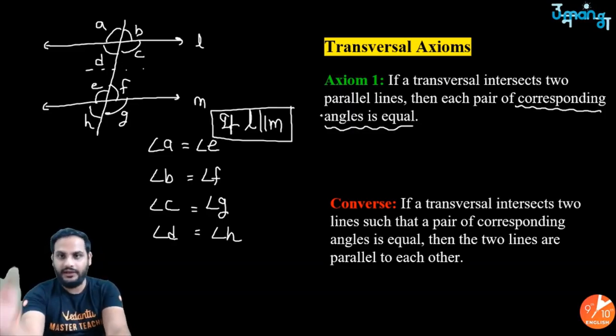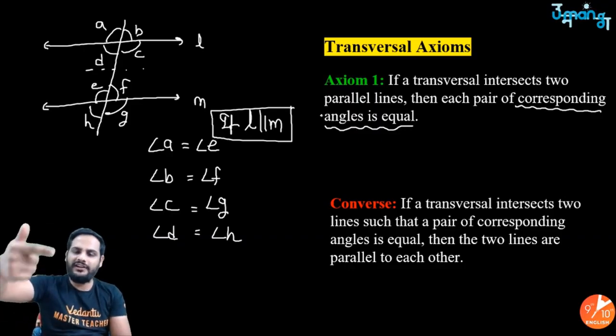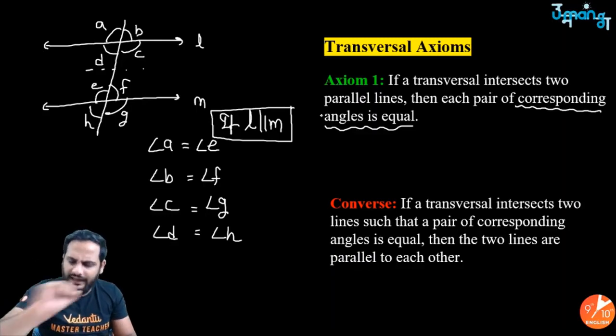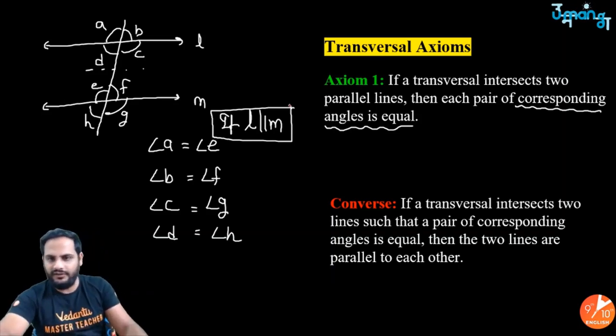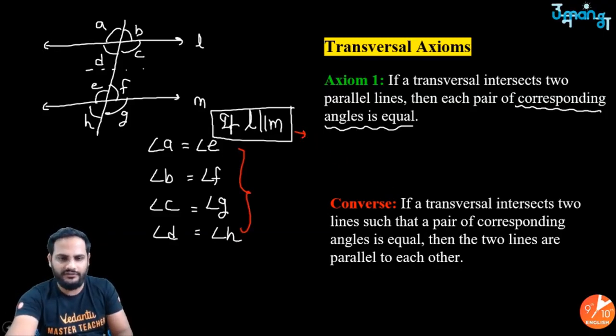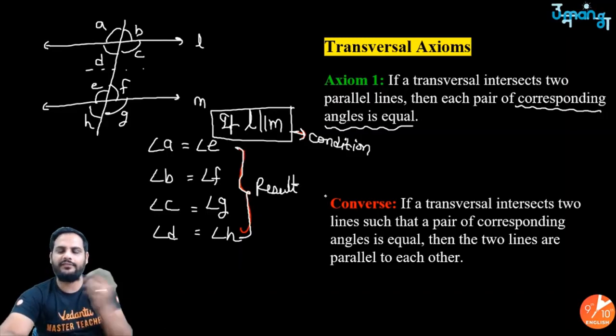There is no proof for this, but from now onwards, for all the four other types of angles I will give you the proof, and trust me, proofs are very easy. Now understand the meaning of converse. What does converse say? Converse of any theorem means that whatever was the condition in the original theorem will become your result, and whatever was your result will become your condition. In the original theorem, L parallel to M is my condition. If this condition is true, I can say corresponding angles are equal.